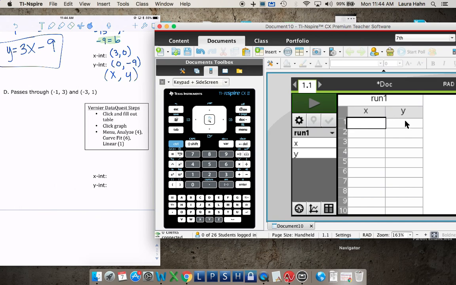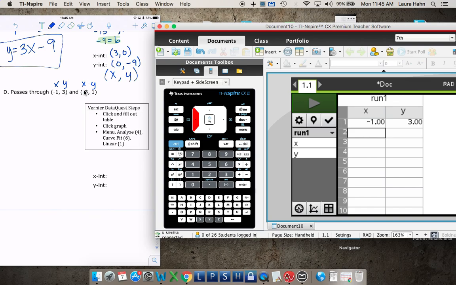Okay, so it gives me an x and a y. Well, if you look at your problem, it gives you a point. A point is an x and a y value. So under x, I'm going to write -1. Under the y, I'm going to put 3. Okay, but it gives me 2 points, so I'm going to have to put in both of them. So I'm going to go down to my next one.